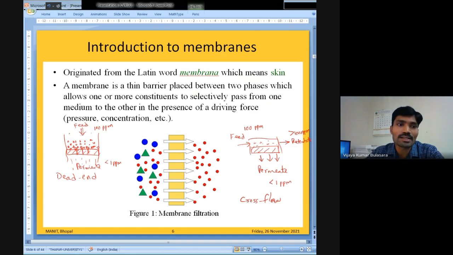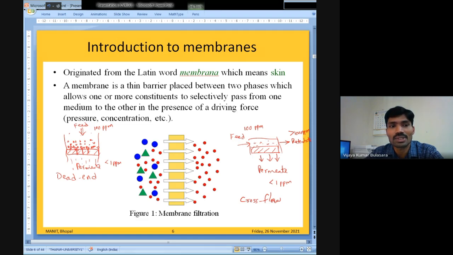The permeate flux depends on the porosity of the membrane. When there are many pores and all pores are open, we get the maximum permeate flux or flow rate. But when some of the pores are blocked by solute particles, we get a decline in the flow rate of the permeate.